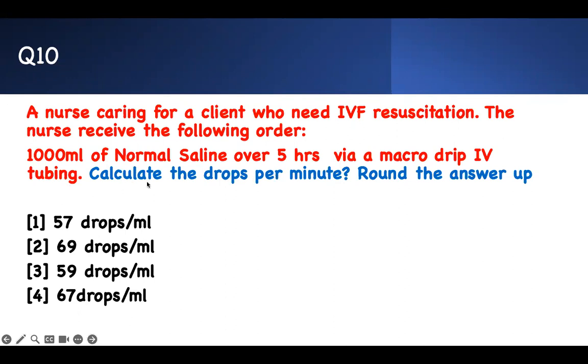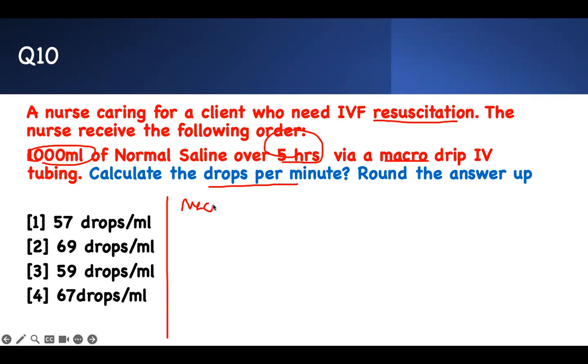So what is the problem? Calculate the drops per minute, and round the answer up. The nurse is caring for a client who needs IV fluid resuscitation. The nurse received the following order: a liter of normal saline over 5 hours via a micro drip IV tubing. People get confused with this. It's straightforward. I'm going to say a few things.